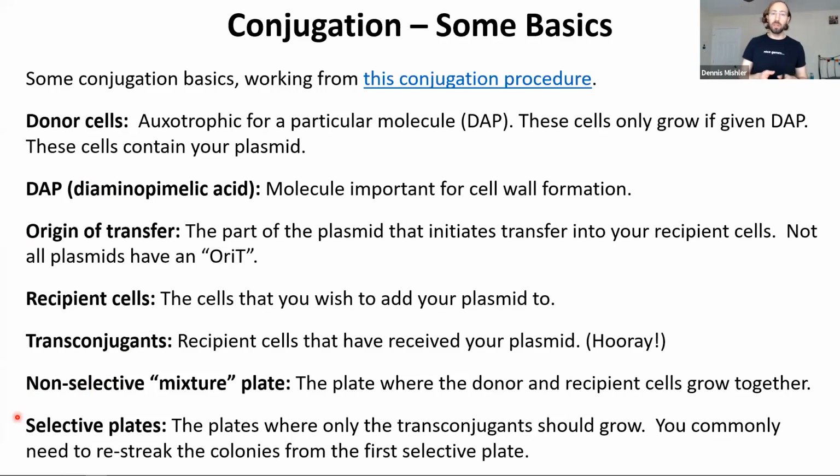You're also going to need a selective plate. And these selective plates should only allow the transconjugates to grow. All right, these plates will not have DAP, and they will have antibiotic present. Okay, so these selective plates will kill the donor cells, hopefully, and they will kill or prevent the growth of the non-transformed, non-conjugated recipient cells.